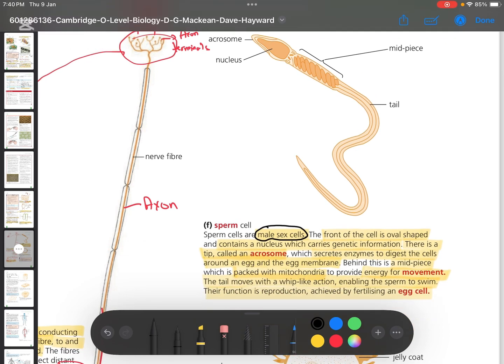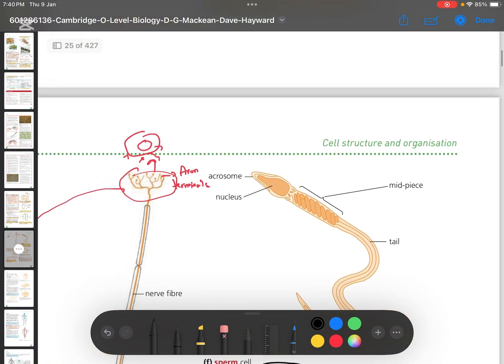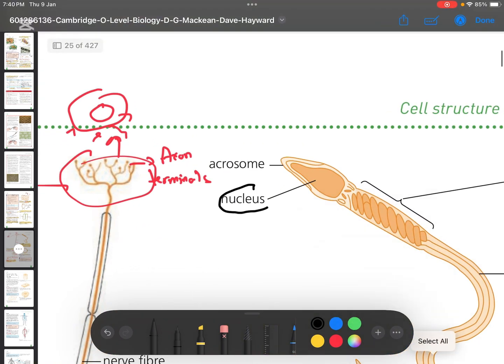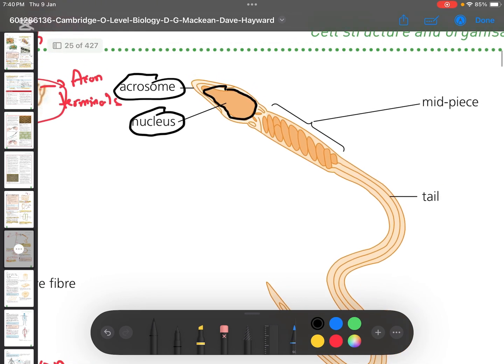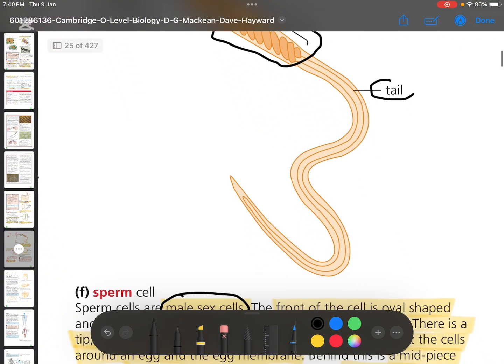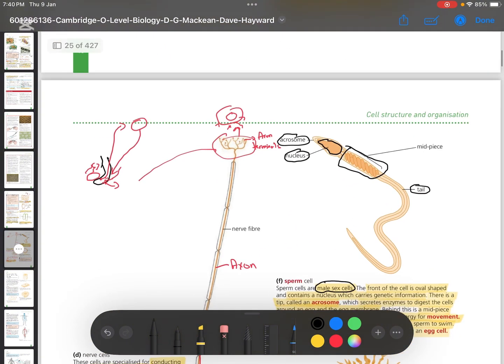A few structures that you need to keep in mind is, you can see that there's a nucleus, and nucleus of course is going to carry the genetic information, and there's an acrosome here, all right, at the tip of this sperm cell, and at the middle part of the sperm cell this is called the midpiece, and we're going to talk about exactly what that midpiece does, and we have a tail here as well. All right, perfect. Now let's describe what these things are.